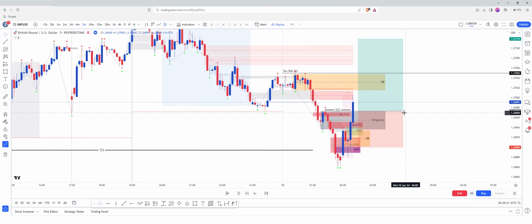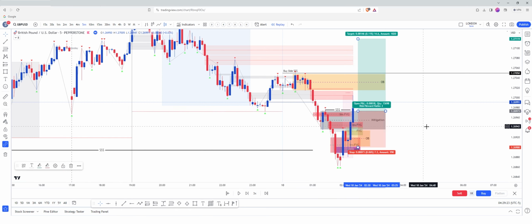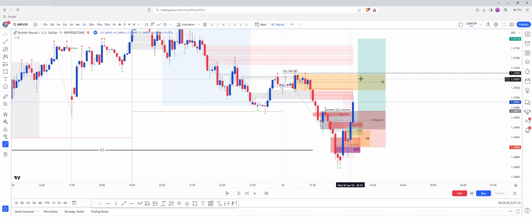And that was the setup. So this is not an official unicorn entry. We're taking this off a mitigation block. If we're going to take a unicorn, we need to see displacement through this order block, because this is the order block that swept liquidity before breaking lower, taking out sell side here.